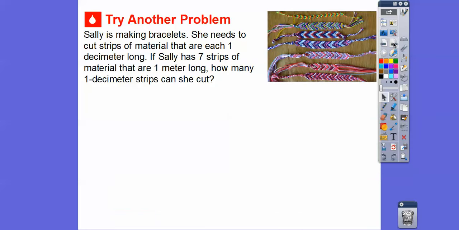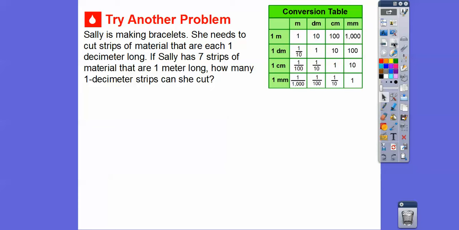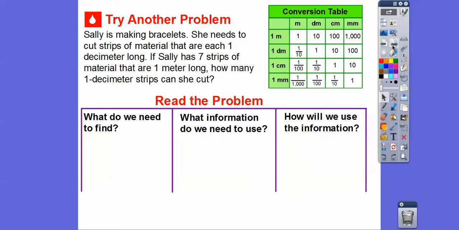All right, so we're going to use that conversion table. Sally is making bracelets. She needs to cut strips of material that are each 1 decimeter long. If Sally has 7 strips of material that are 1 meter long, how many 1 decimeter strips can she cut? All right, so we're going to use this conversion table. Remember, a decimeter is 1/10 of a meter, or there's 10 decimeters in a meter. What do we need to find? We need to find how many 1 decimeter strips Sally can cut from 7 1-meter strips.